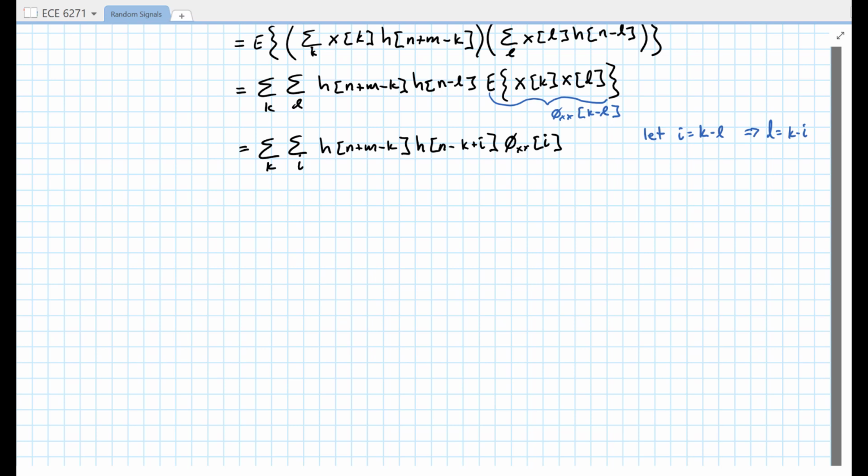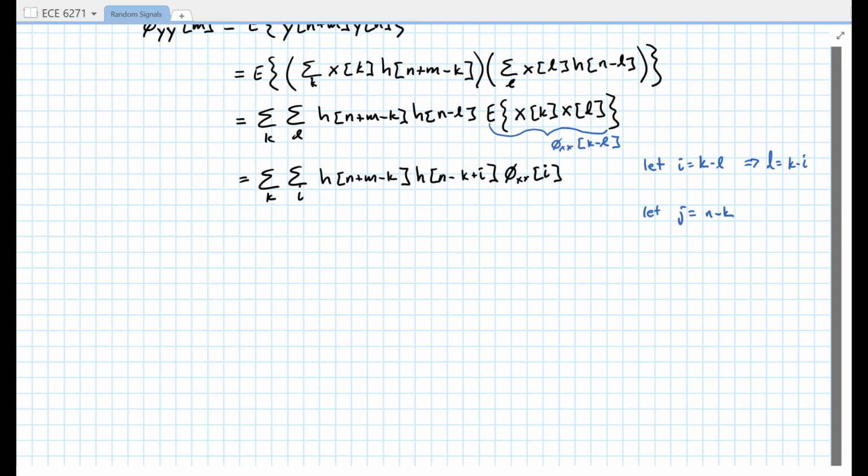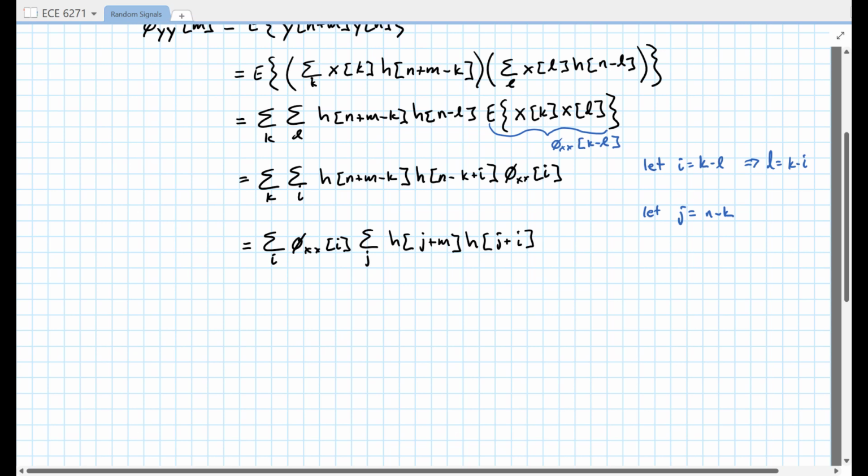After we've done this, we now have our autocorrelation function of x with an argument of i, and we can start turning our attention to these h's and see if we can make any sense of that. Okay, to simplify this, we'll do another change of variable, and this time we'll introduce j as being n minus k, which appears in both of these h expressions, so hopefully that'll be useful for us. And at the same time we can change the order of summation, one of our tricks again, and pull the autocorrelation function out. So we're left with now this little bit simpler function, a sum over h[j+m] h[j+i].